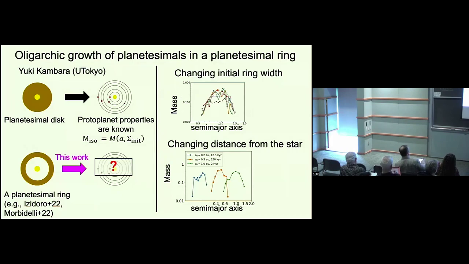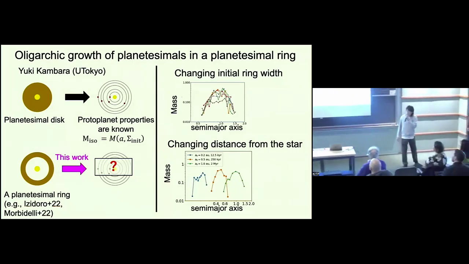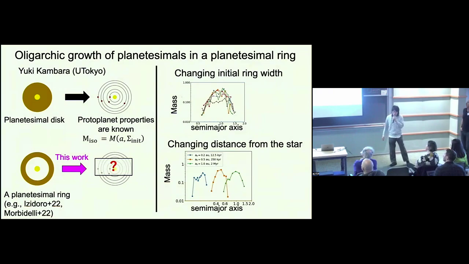Hello everyone, I am Yuki Kambara, a PhD student from the University of Tokyo. I'm working on planetesimal accretion in a planetesimal ring. Classically, planetesimals are assumed to be a smooth disk, and we know the isolation mass, assuming a smooth disk of planetesimals. But recent simulations have shown that planetesimals can be formed in a narrow ring, and we are trying to figure out how the planets are distributed when they start forming from a planetesimal ring.